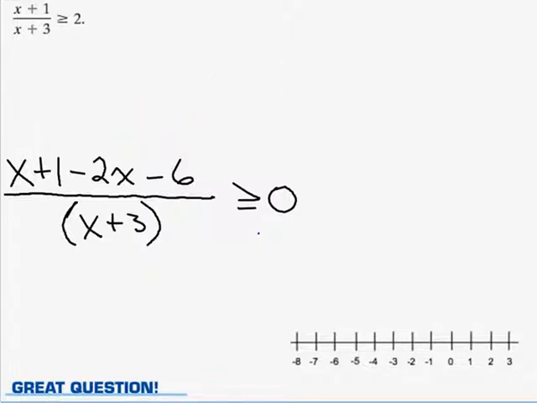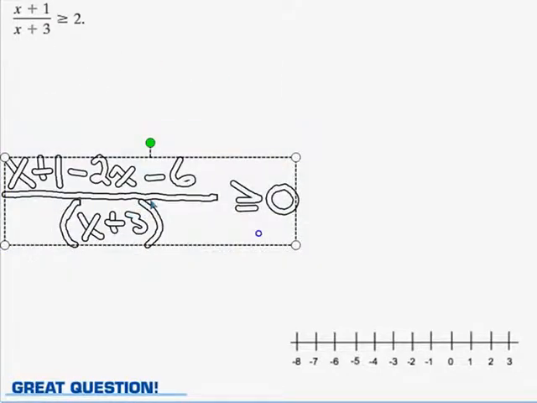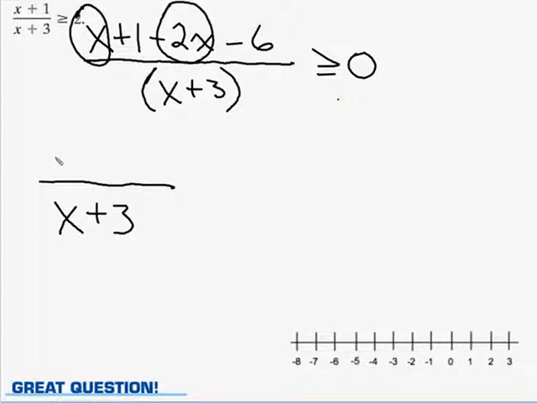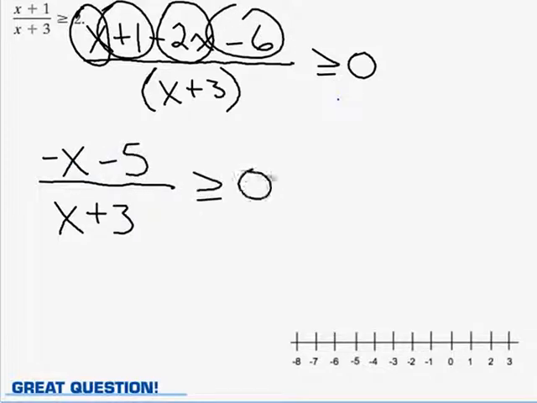All right, let's simplify this down a little bit. We want it to be one nice, neat, rational expression. Our denominator is not going anywhere. It's going to stay x plus 3. What are we left with in the numerator? 1x minus 2x is negative x. 1 minus 6 is negative 5. Greater than or equal to 0.